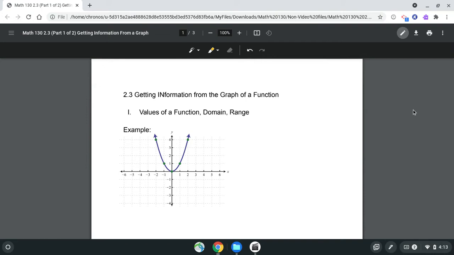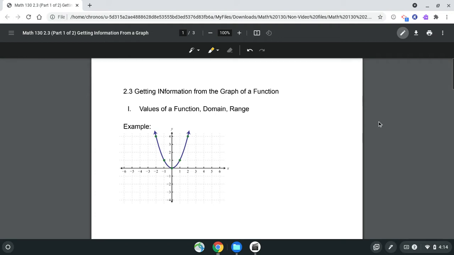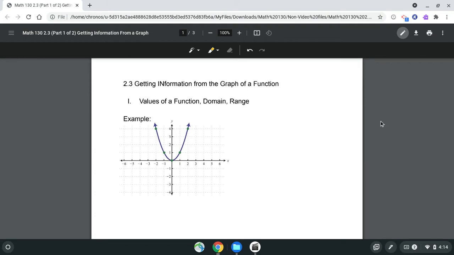This section covers 4 topics. We are going to break up this section into 2 parts. So this is 2.3 part 1, and we will cover the values of a function, domain and range again, and comparing function values and solving graphically. So we're going to be using the graph to determine all kinds of pieces of information. And then in part 2, we will take a look at increasing and decreasing intervals of a function and the local maximums and minimums of a function. Okay, so 2.3 part 1.